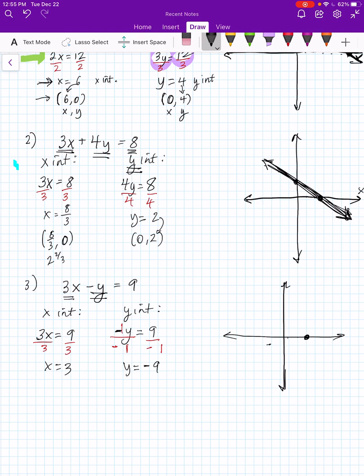Let's count by twos just so I don't have to go so far. Negative 2, negative 4, negative 6, negative 8. Here's negative 10, so it'd be right here. And guess what? Connect. So the first two were negative slopes. This one is a positive slope, going in a positive direction. My x-intercept and my y-intercept. Of course, you can write them as points: 3, 0, and 0, negative 9. Okay, so there you have it.